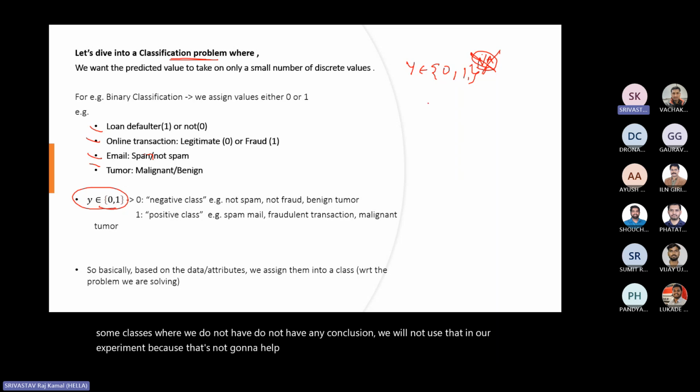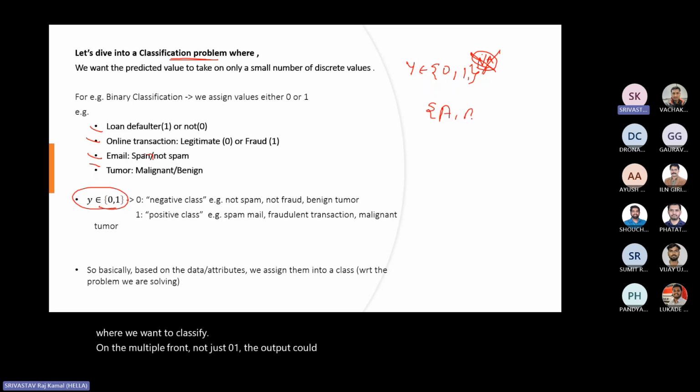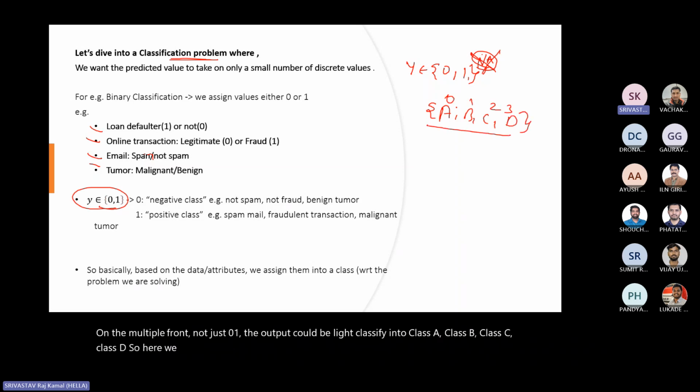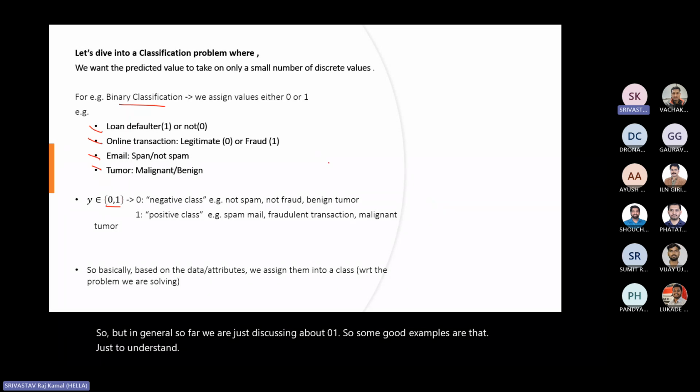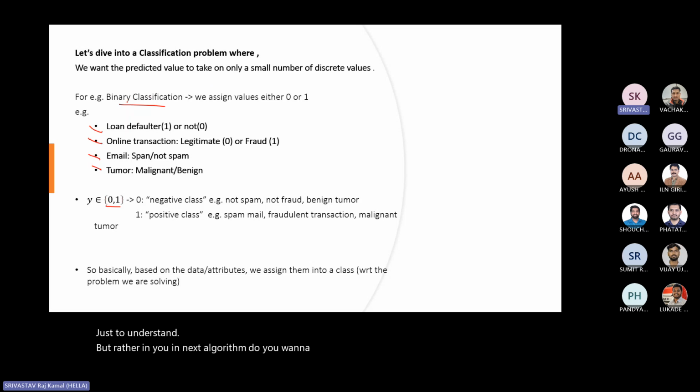However, later when we are solving a problem where we want to classify on multiple fronts, not just 0 1, where the output could be class A, class B, class C, class D, so here we are classifying into four classes, for example 0 1 2 3. That's multi-class classification. But so far we are just discussing 0 1. In the next algorithms you are going to see algorithms which do not just do binary classification, but classify into multiple classes.